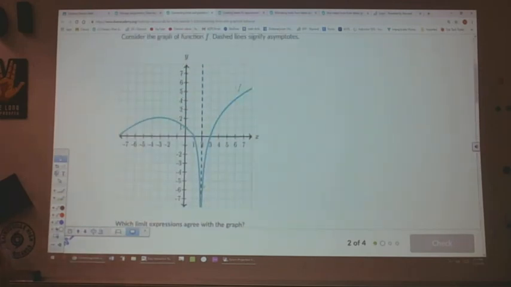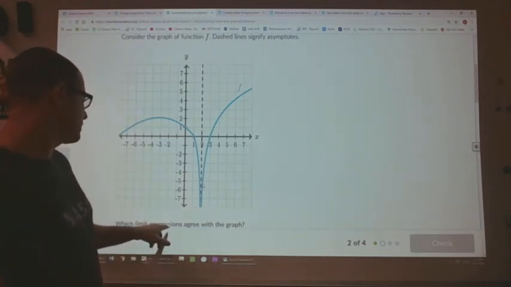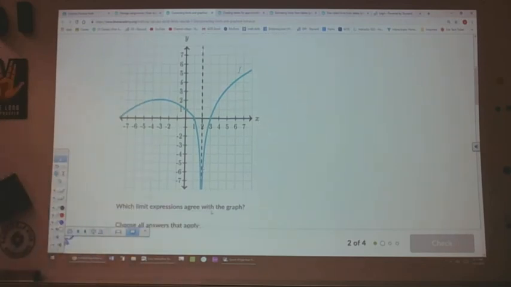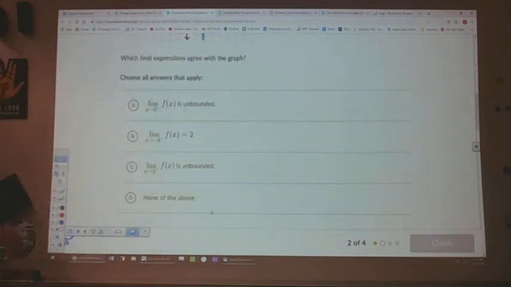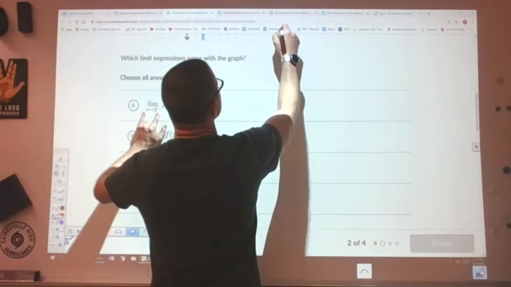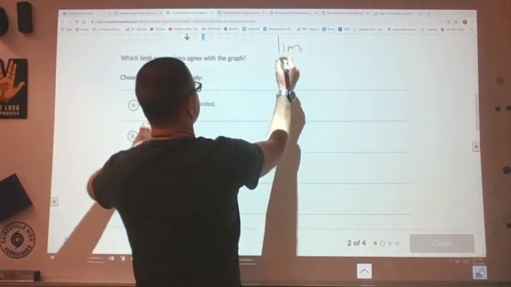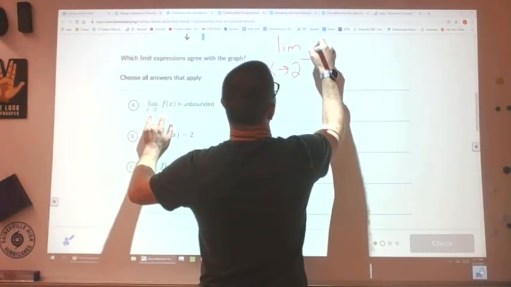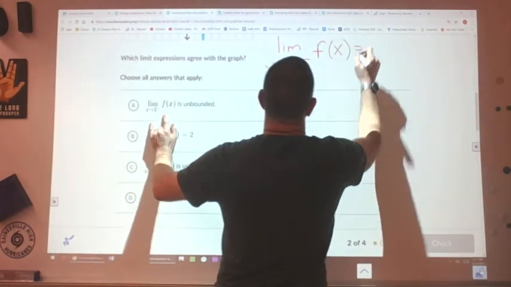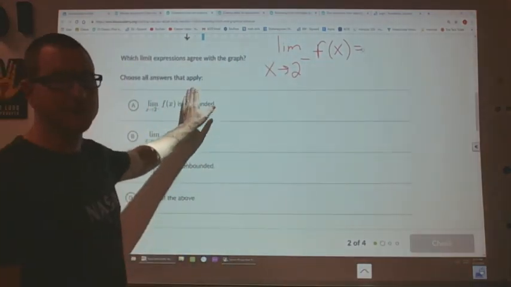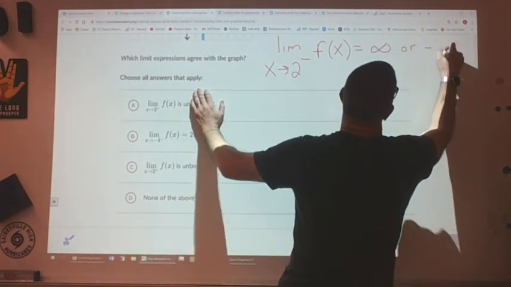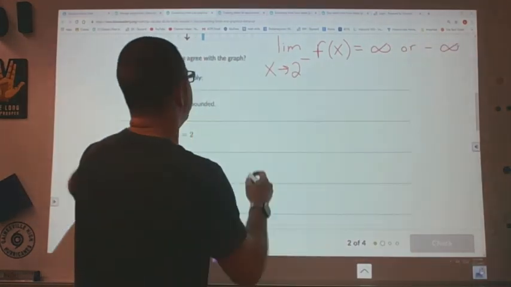Consider the graph of function f. Which limit expressions agree with the graph? So let's see what our limit expressions are. So the limit as x approaches 2 from the left of f(x) is equal to unbounded, which means it goes to infinity or negative infinity. So that's A.